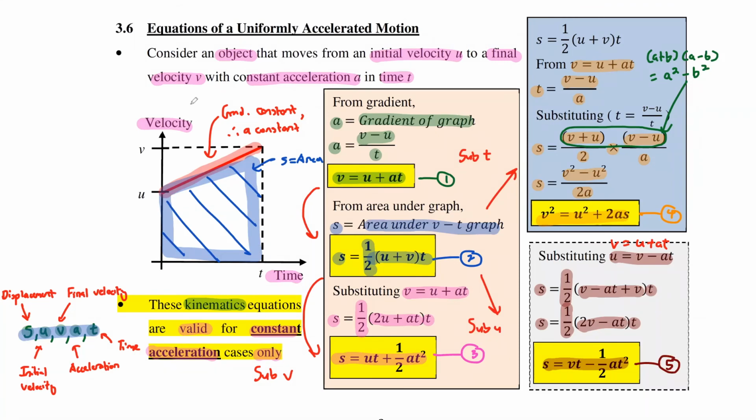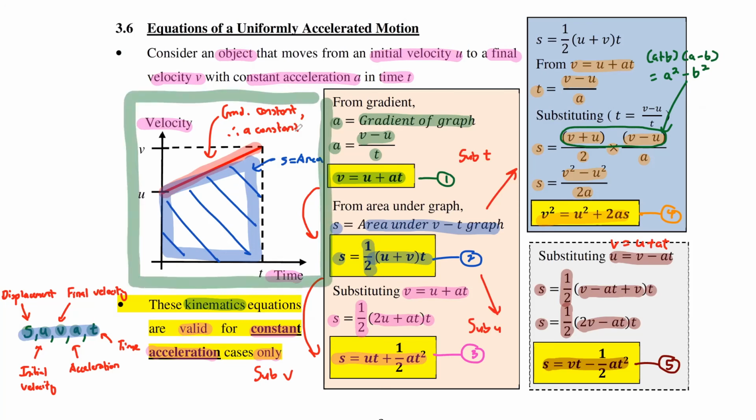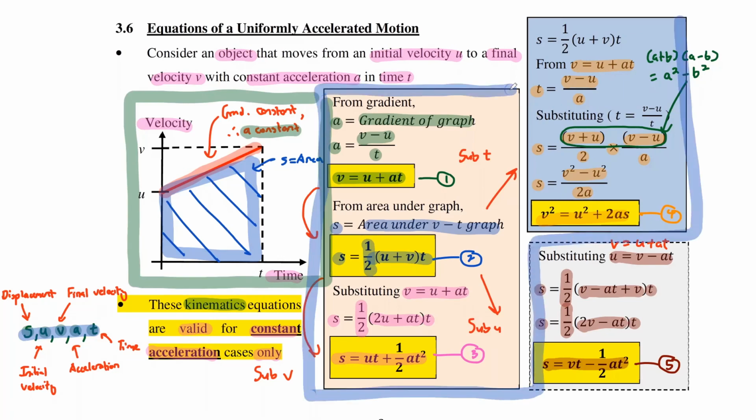It should be clear by now that all these equations are derived from the same graph, where the acceleration is constant. Therefore, the kinematics equations can only be used for motion where the acceleration is constant. They should never be used for cases where the acceleration is not constant. Last but not least, to do all your kinematics questions, you really only need to know the first four equations. The fifth equation is rarely asked. It has only been asked once or twice in the MCQ questions.